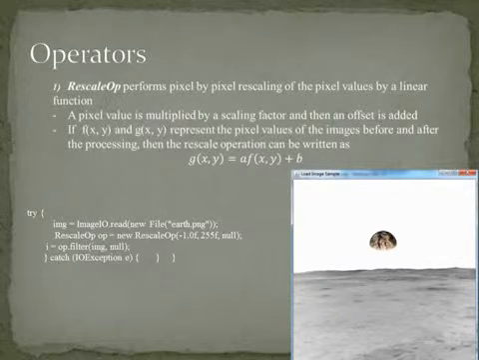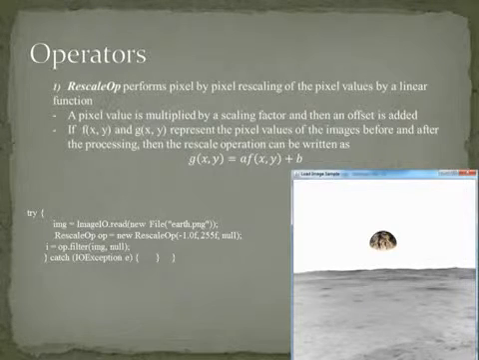The rescale op performs pixel by pixel rescaling of the pixel values by a linear function. A pixel value is multiplied by a scaling factor A and then an offset B is added. If f of x y is the pixels of the initial image and g of x y is the processed image, then the rescale operation can be written as follows.